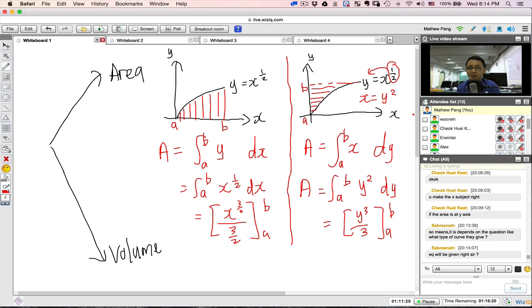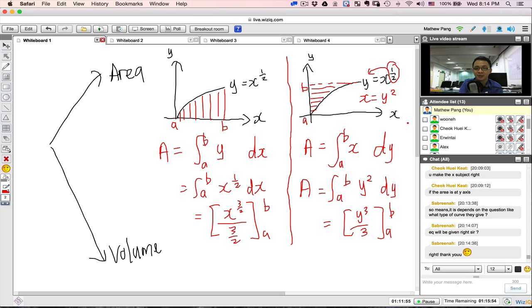Will the equation be given? Yes, most of the time the equation will be given. If the examiner wants to make the question harder, he just gives you the gradient function. Then he sees whether you understand that once you have the gradient function, you can get the equation of the curve yourself by integrating the gradient function. If you cannot understand this, of course you can't do the whole question. But so far, I see the equation is given.